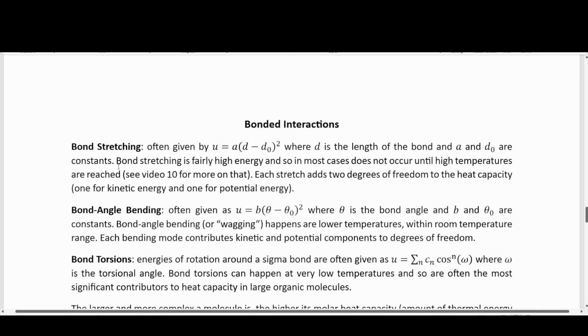Then we have the bonded interactions. So we have the bond stretching. That's that spring action I mentioned before. This is given by U equals A times (D minus D naught) squared, where D is the length of the bond and A and D naught are constants. Bond stretching is fairly high energy, and so in most cases it doesn't actually occur until quite high temperatures. We talked more about that in video 10 on this playlist. Each stretch adds 2 degrees of freedom to the heat capacity, so one for kinetic energy and one for potential energy.